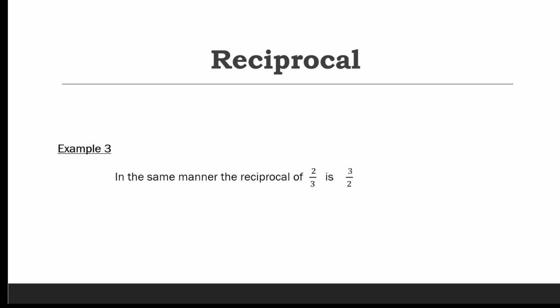Example 3: in the same manner, the reciprocal of 2 over 3 is 3 over 2. The reciprocal of 1 over 6 would be 6 over 1, which is 6.